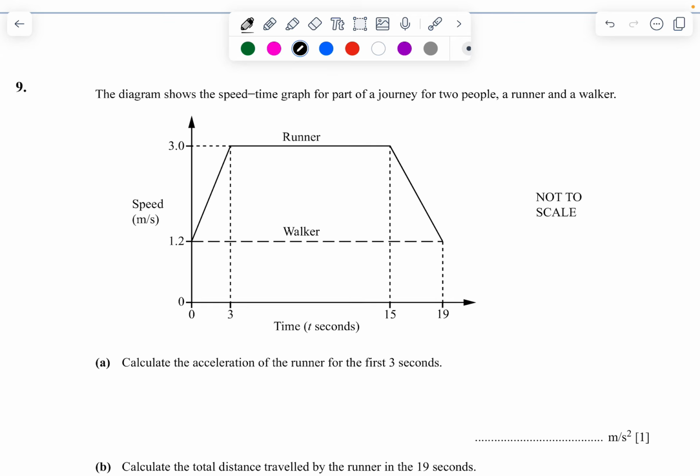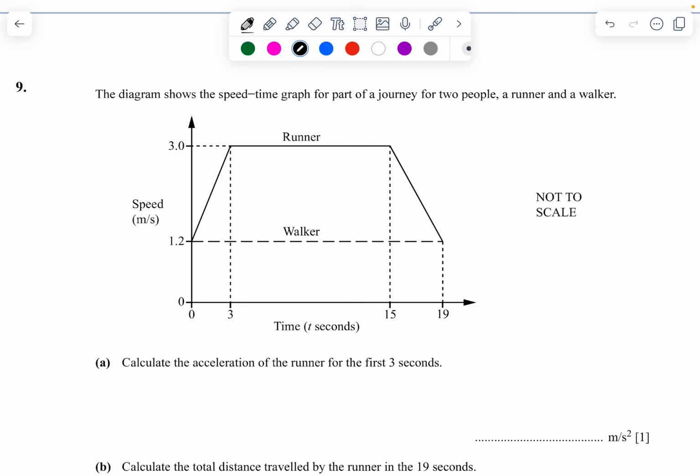So let's start question number 9. This question number 9 is from speed time graph. The diagram shows the speed time graph of a journey for two people, a runner and a walker. Calculate the acceleration of the runner in the first 3 seconds. He is asking us to calculate the acceleration in the first 3 seconds.